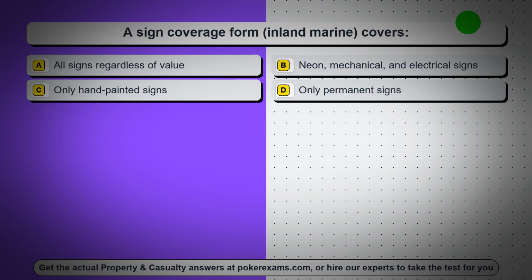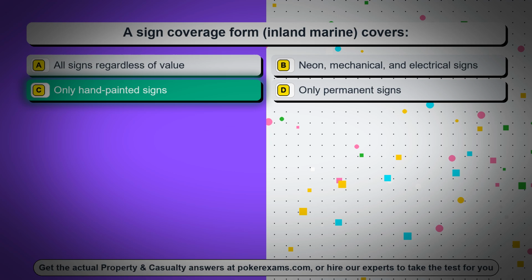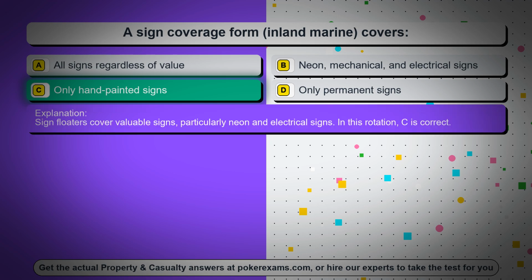Question 49. A sign coverage form, inland marine, covers: Option A, all signs regardless of value. Option B, neon, mechanical, and electrical signs. Option C, only hand-painted signs. Option D, only permanent signs. The correct answer is option C, only hand-painted signs. Sign floaters cover valuable signs, particularly neon and electrical signs. In this rotation, C is correct.